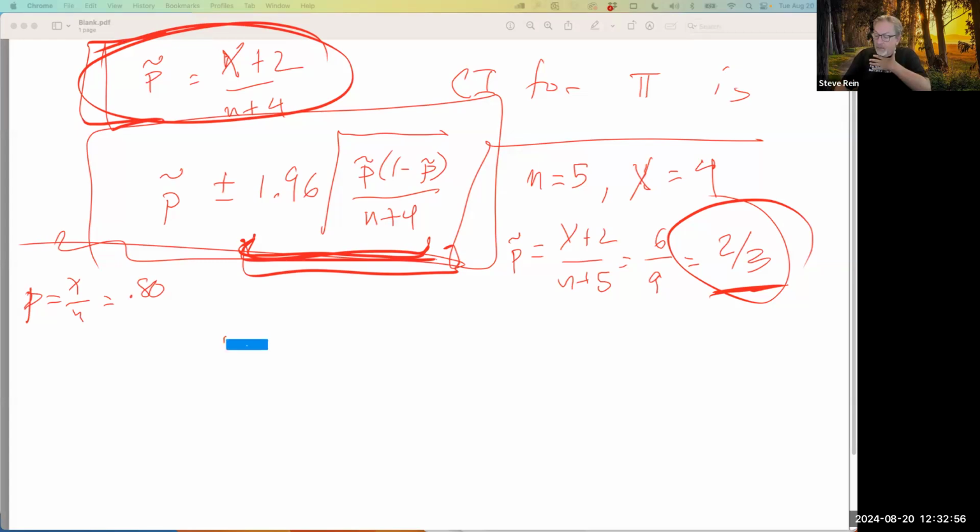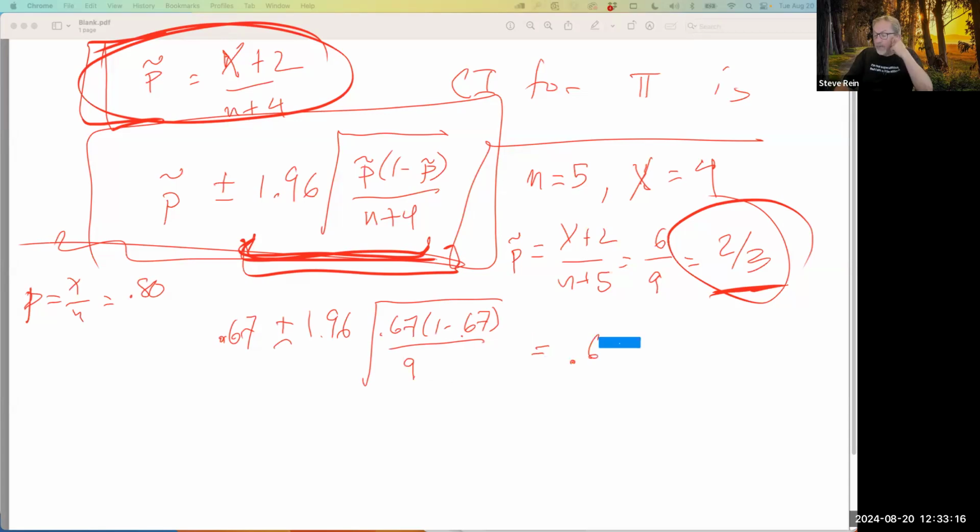So let's go ahead and finish that off. My method is 2/3, or 0.67, plus or minus 1.96 times the root of 0.67 times 1 minus 0.67 all over n plus 4, so that's 9. We end up with 67% plus or minus 31%. So we're 95% sure the actual rate of winning for this Morimoto guy will be in the range of 36 to 98% of the time.